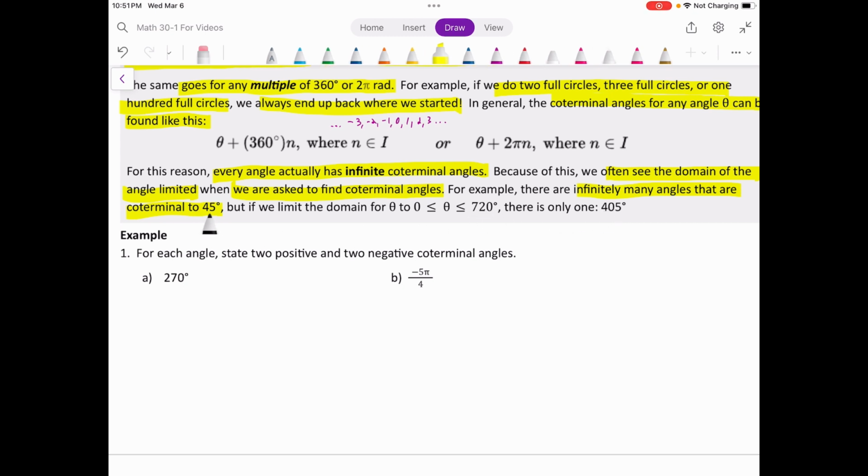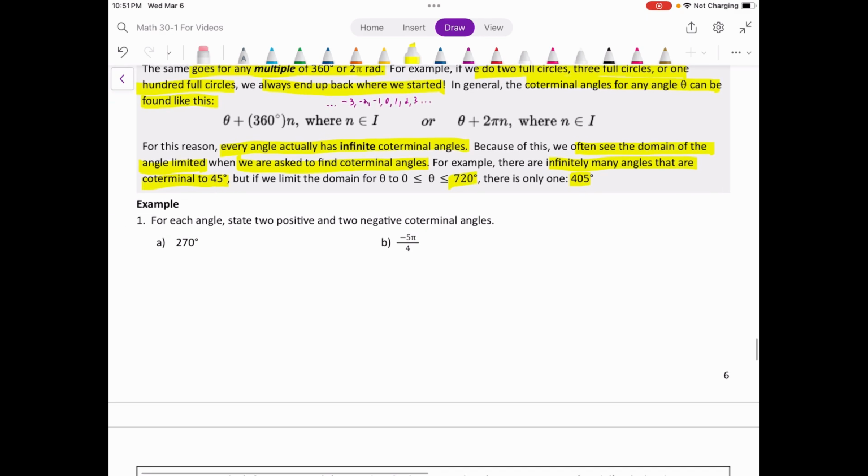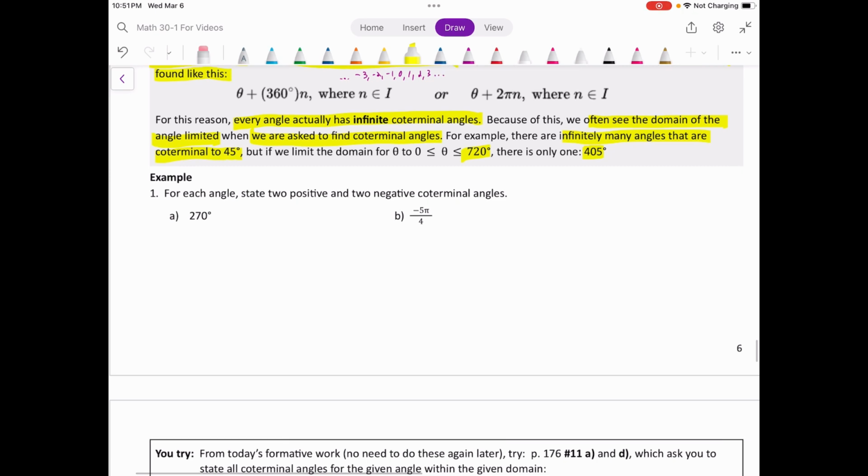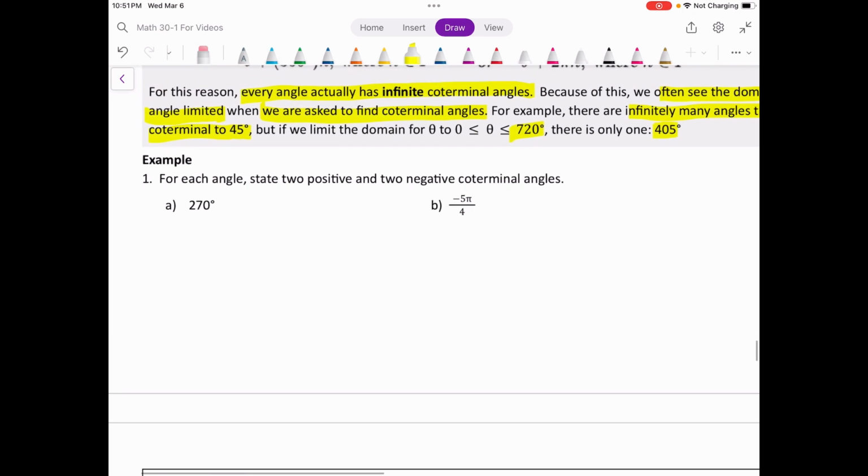So yes, it has infinitely many coterminal angles, but for this domain from 0 to 720, there's just one, 405 degrees, right? The next coterminal angle to 45 degrees would be beyond our domain because it would be beyond 720. 405 plus 360 goes past 720. Okay, let's try this out.